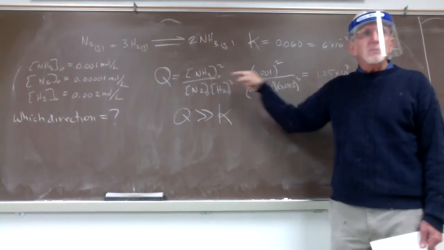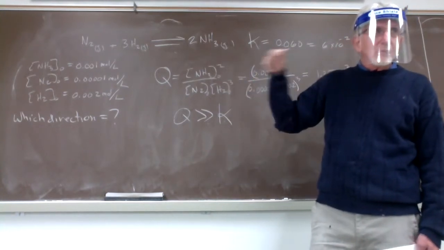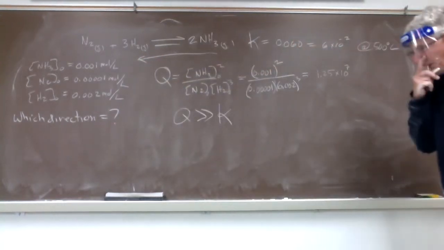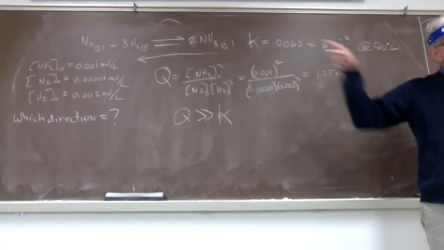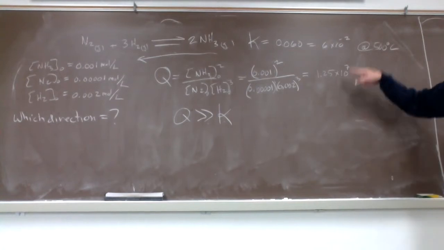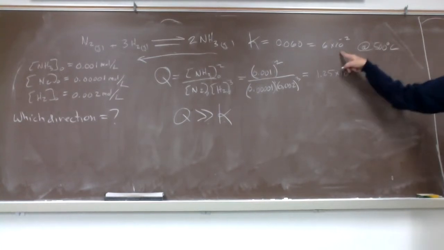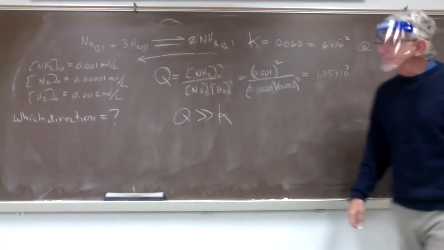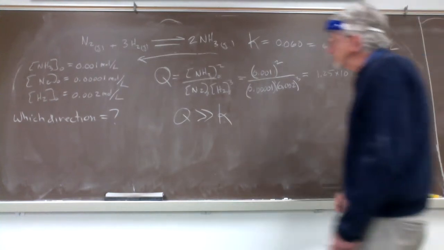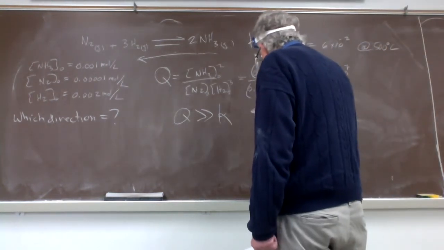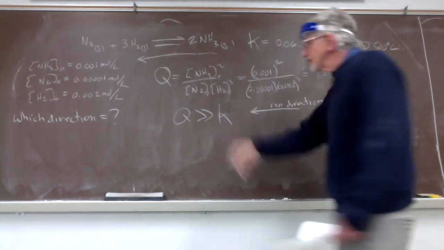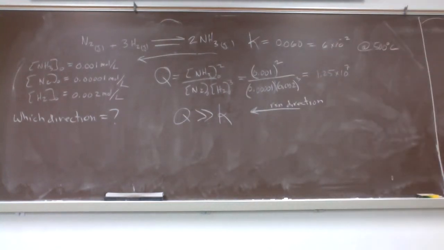So which direction does the reaction have to go in order to get back to equilibrium? Has to go that way. Exactly. And it's going to have to go a long way in that way, right? Because we're at 10 to the 7th, and we got to get all the way to 0.06. So the reaction has to run and consume a lot of that product to get back to equilibrium. So the reaction direction is towards the reactant.